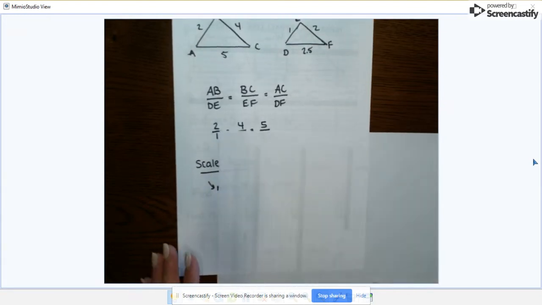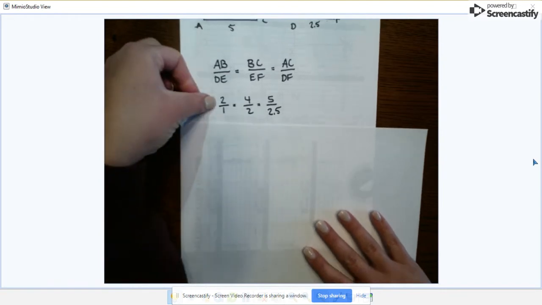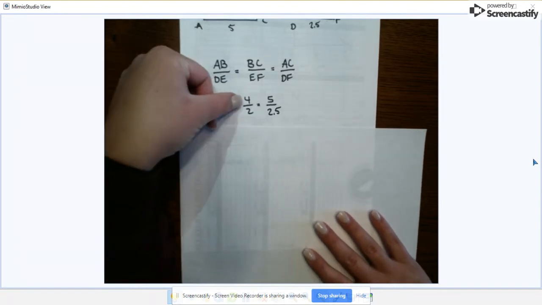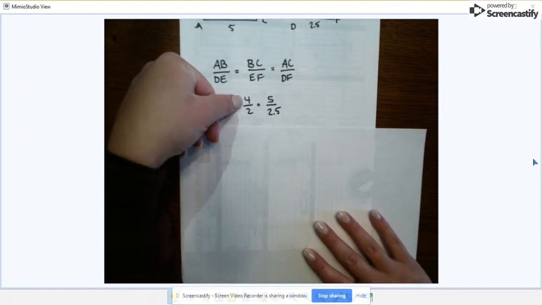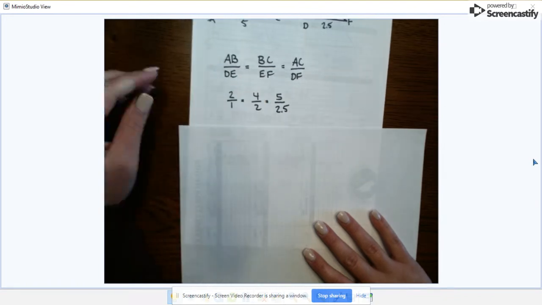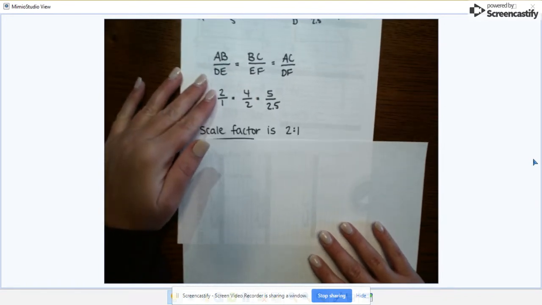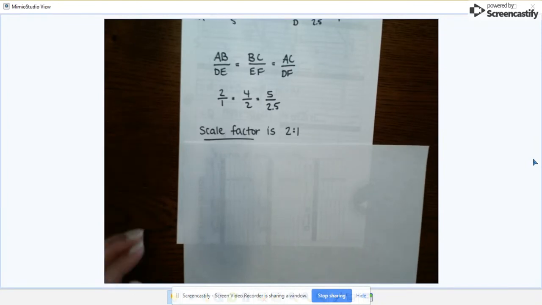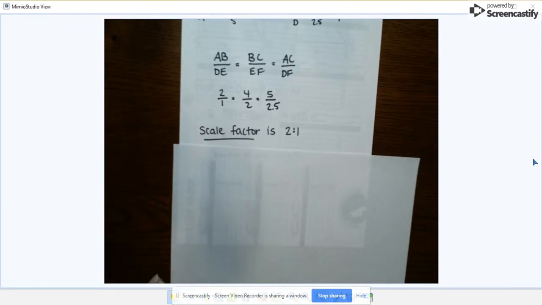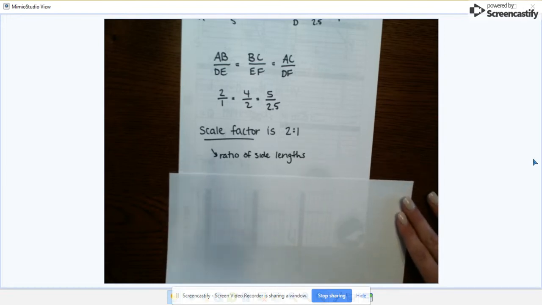If you were to simplify every single one of these fractions, obviously 2 over 1 doesn't simplify. 4 over 2 is the same as 2 over 1, and so is 5 over 2.5. So we call that 2 to 1 ratio our scale factor, and that tells us how much bigger or smaller one triangle is from the other. You can also think of it as the ratio of the side lengths.